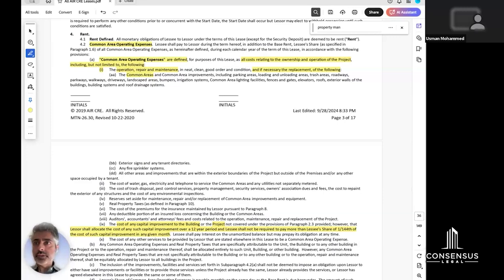So, and I'm just checking the chat box. Okay. So that's item 1, operation, repair, maintenance, but also replacement of common areas can be passed through.